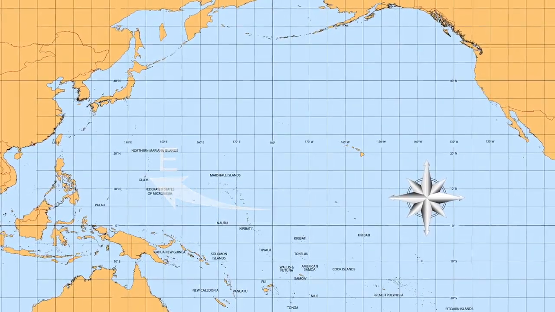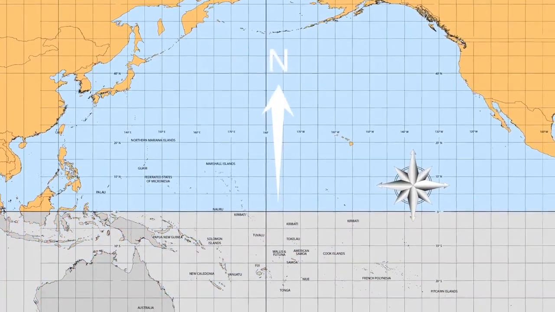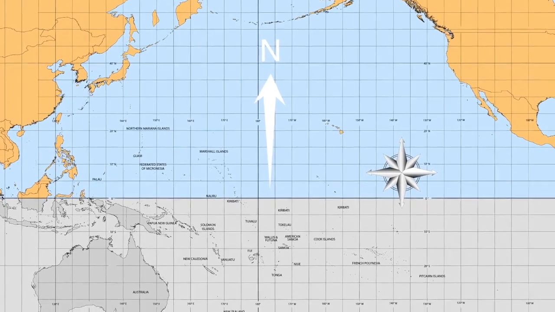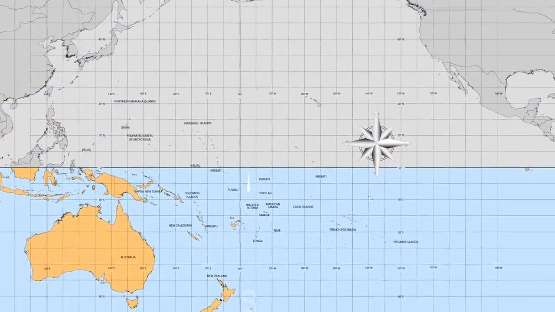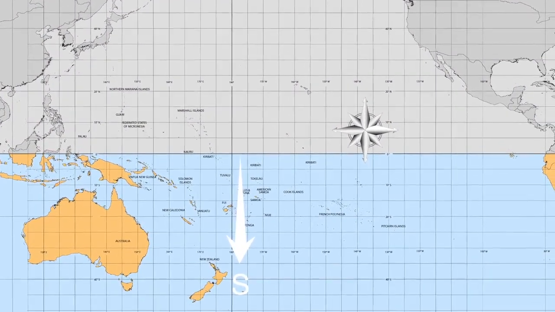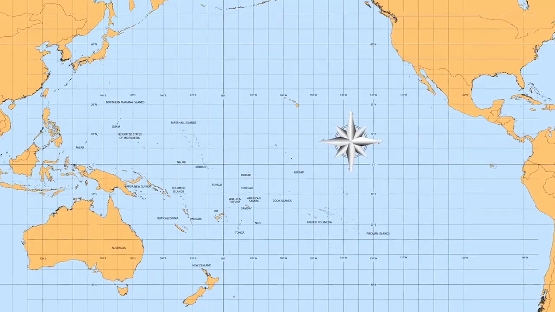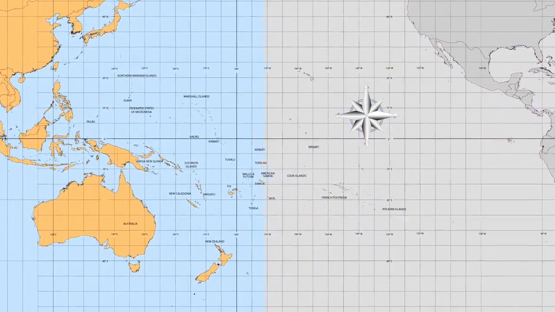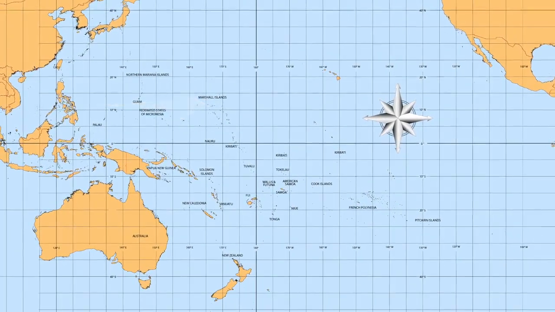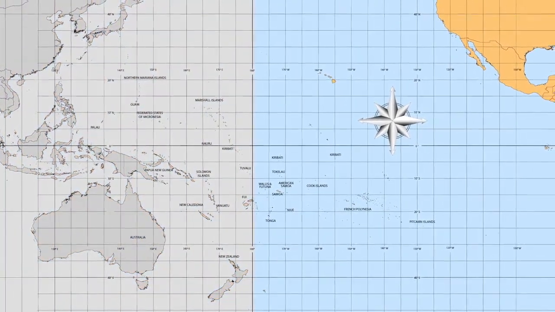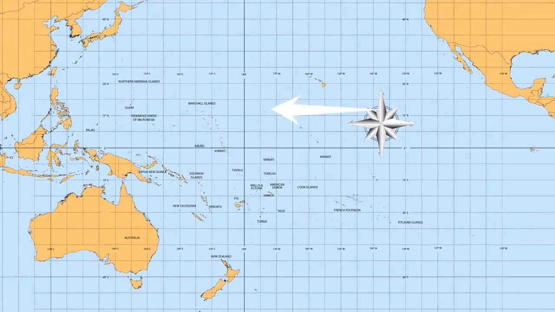For the latitude, on the top part of the chart, above the equator, the number of degrees north increases as you move towards the north, and below the equator, the degrees south increase as you move towards the south. On the left of the 180 degrees meridian, the numbers of degrees east increases as you move toward the east. On the right of the 180 degree meridian, the number of degrees west decreases as you move toward the west.